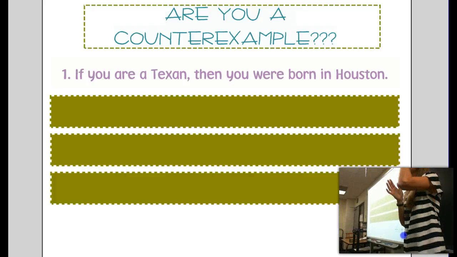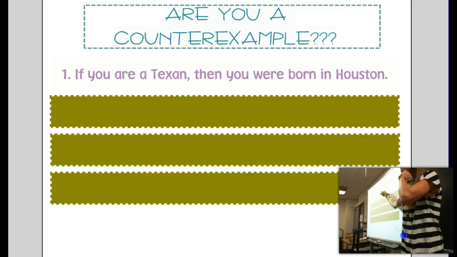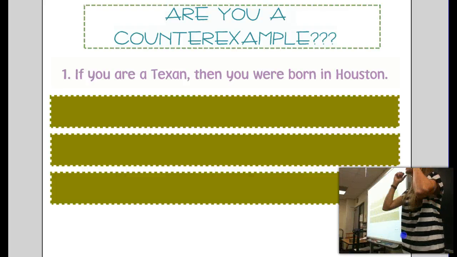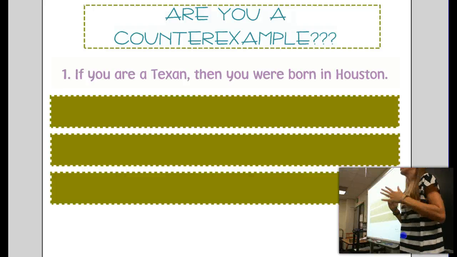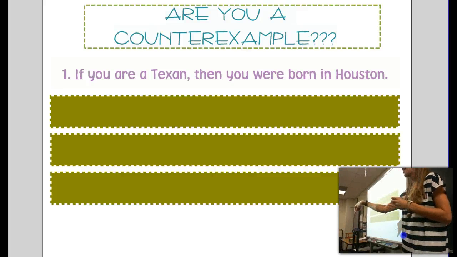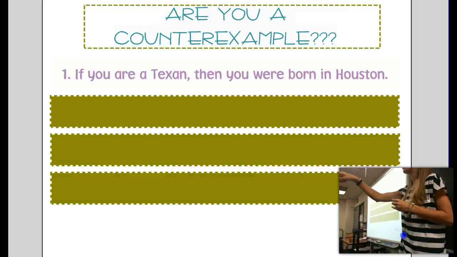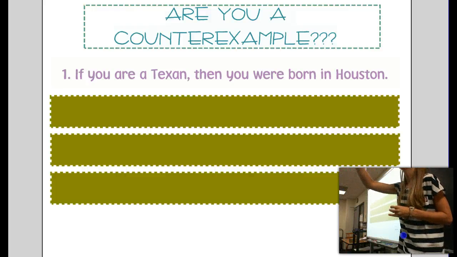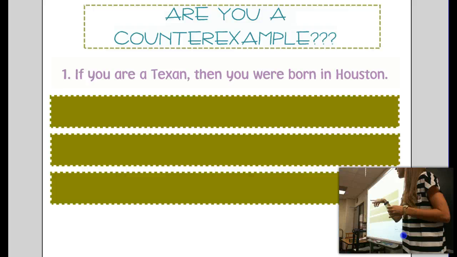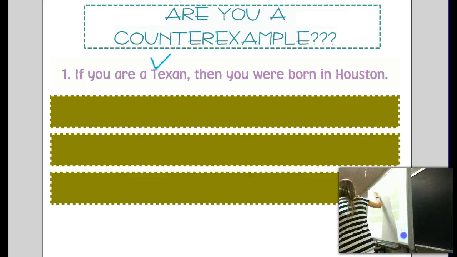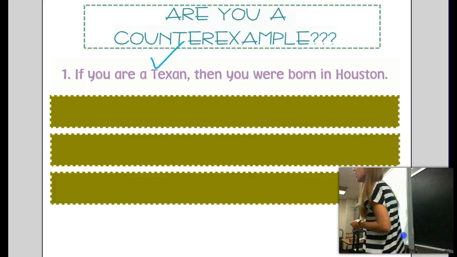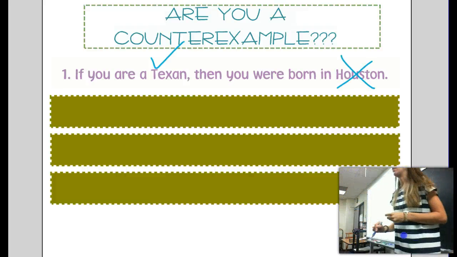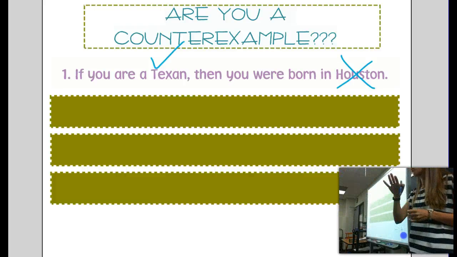Wait, okay, say it's right here. If you're a Texan. Counterexample makes the hypothesis true and the conclusion false. Oh, wait, no. Stand up. Don't just raise your hand. Where were you born? Sit down. Where were you born? Houston. Sit down. Where were you born? Sit down. I'm a counterexample. Do we not have any? If you are a Texan, so you have to be born in Texas, but not born in Houston. Was anyone born in Texas but not born in Houston?